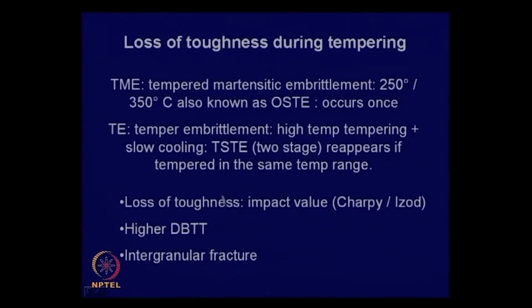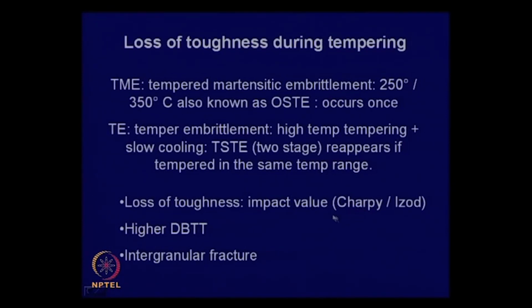And how do you detect this loss of toughness? The best way to measure this loss of toughness is the Charpy or Izod impact value, where a notched specimen is fractured under a pendulum kind of hammer, and we talked about it in earlier classes, and you try to find out how much energy is absorbed by this notched specimen to fracture. And you will find that once it becomes embrittled, it has very poor toughness, and the impact value is low.